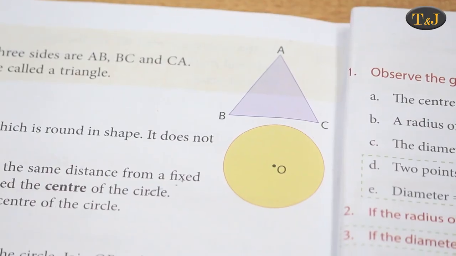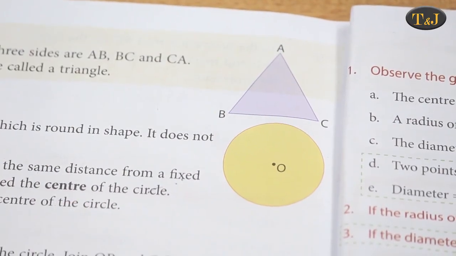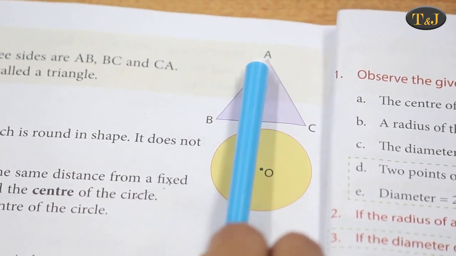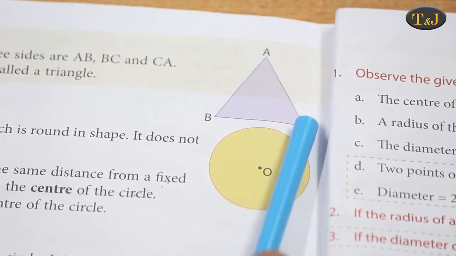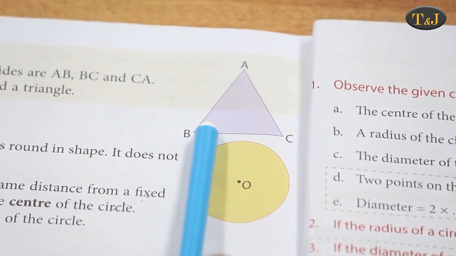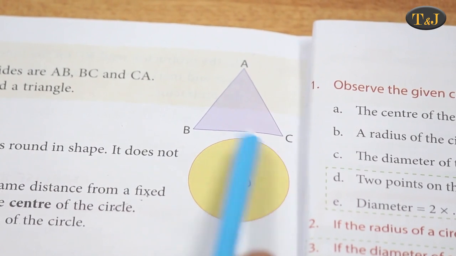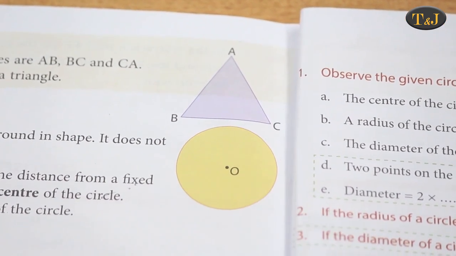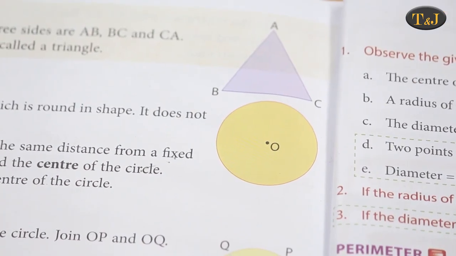Our next figure is triangle. A triangle has three sides and three corners. This is first corner, second corner and third corner. Then three sides means AB, BC and CA. This closed figure is also known as a triangle. Our next figure is a circle.